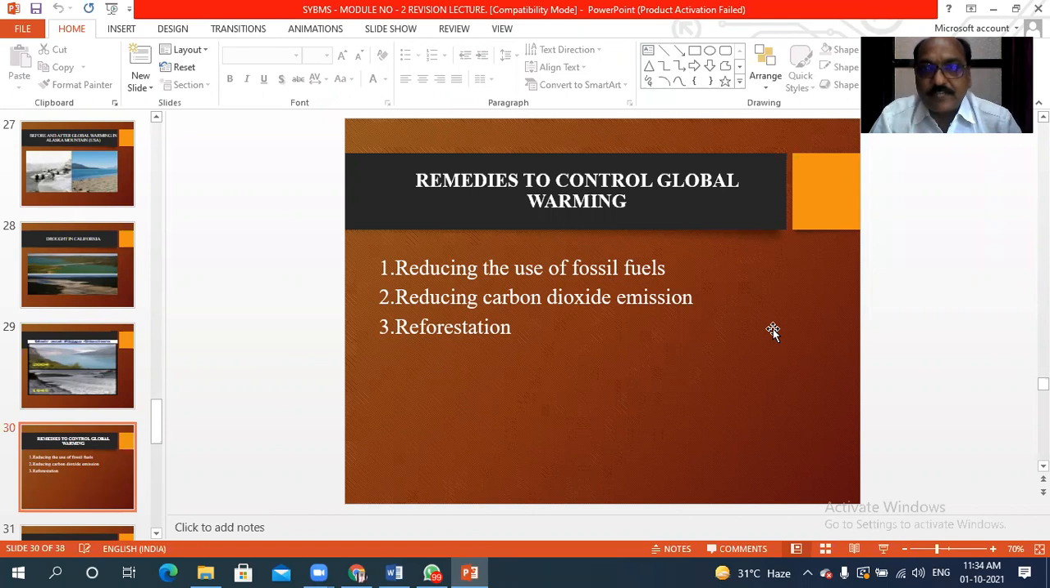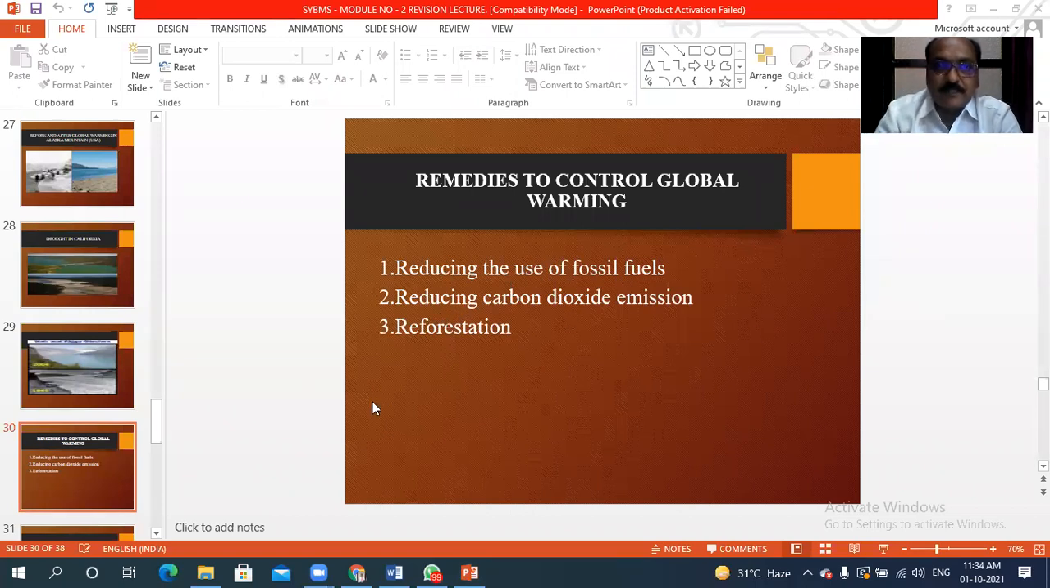Reduce carbon dioxide emission from the different industries. Then another, reforestation. You should plant trees. Forests have the capacity to absorb carbon dioxide from the atmosphere and maintain the ecological balance. That's why we should plant more trees around us. So these are some of the measures to control the global warming problem.